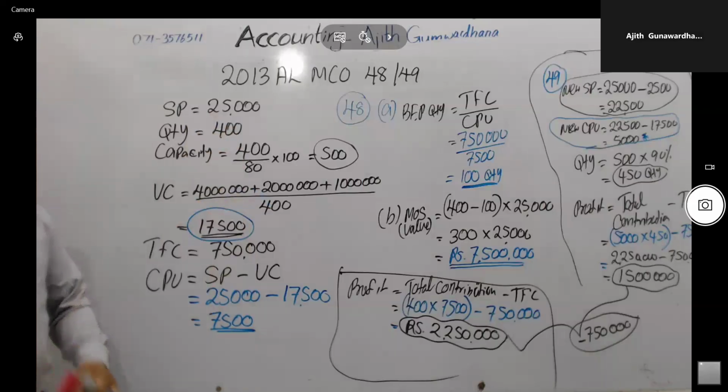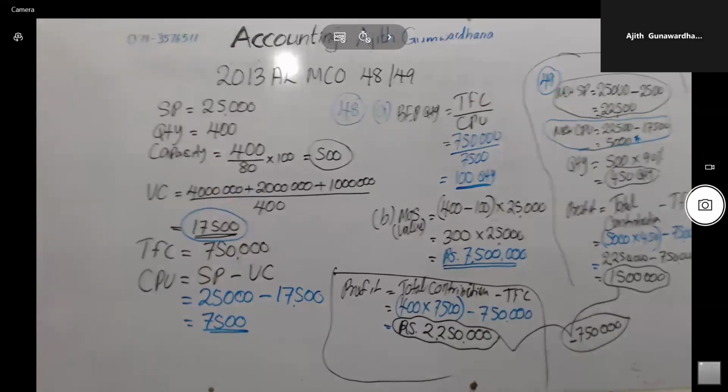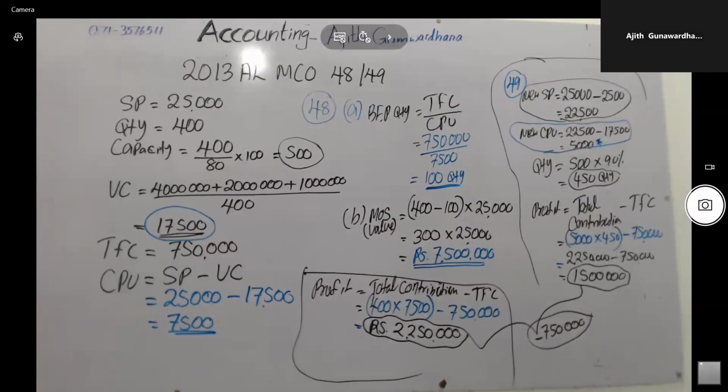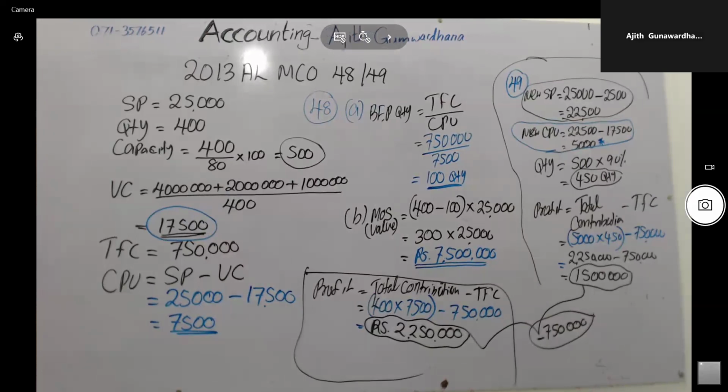Therefore, questions 48 and 49, 2013 yellow paper. So the answer for 48: they ask in part A, break-even point quantity equals 100. Part B, they ask margin of safety value. And for 49, after reduced selling price, the net impact is on profit: profit decreased by 750,000.